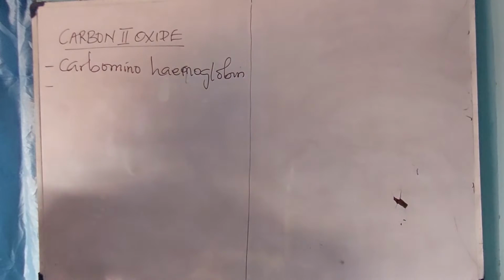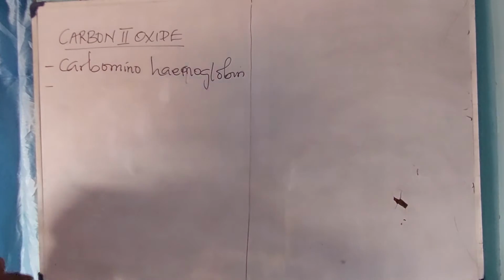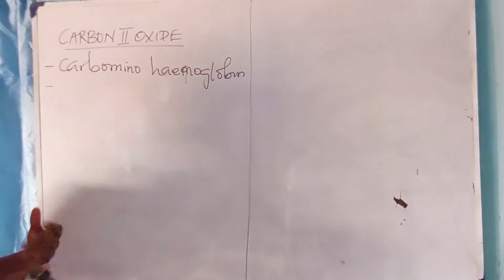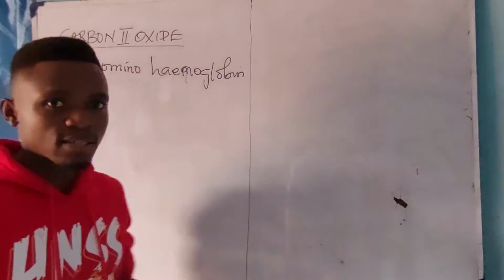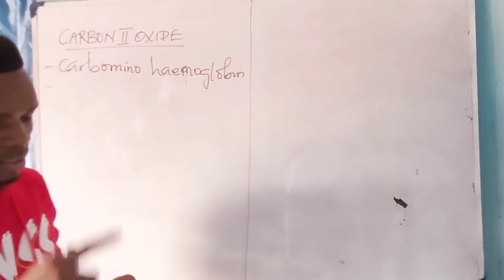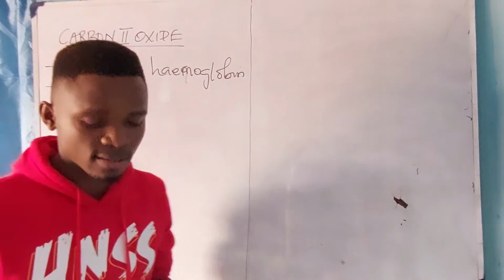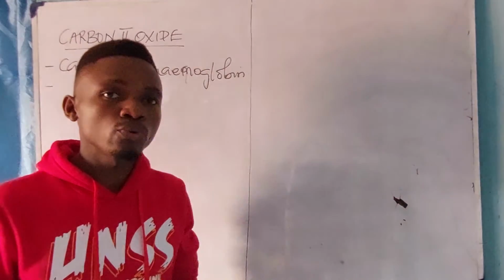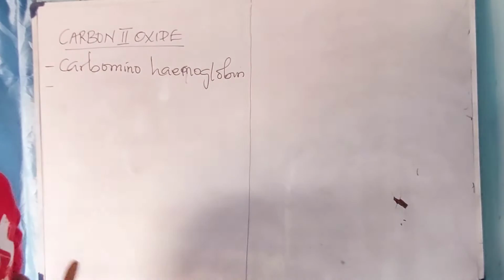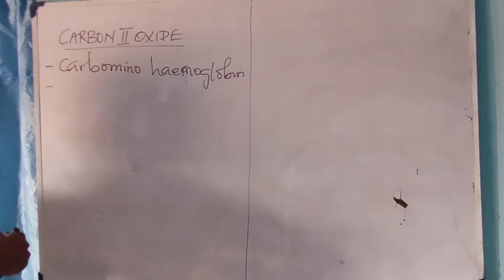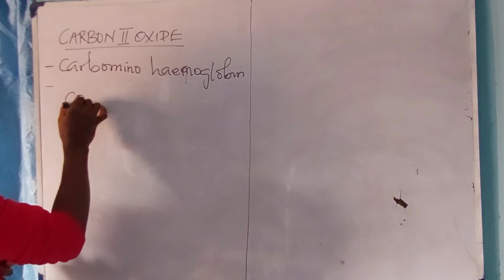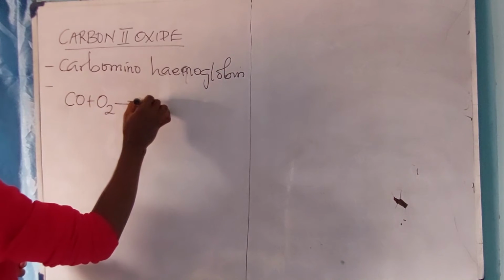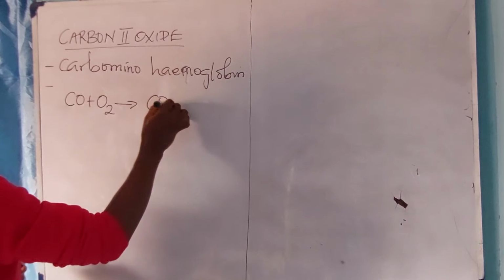Now, I've given the physical properties. One, it is colorless and odorless. It is a neutral gas. It is less dense than air, and it is insoluble in water. Now the chemical property is that it burns with oxygen to produce what? Carbon 4 oxide.